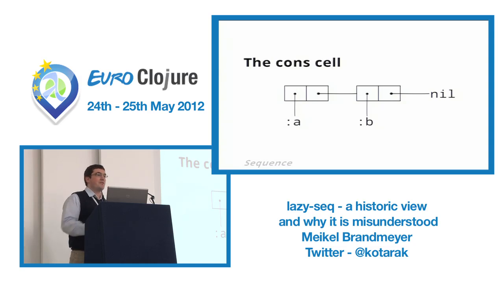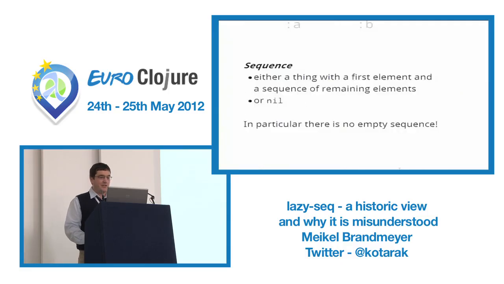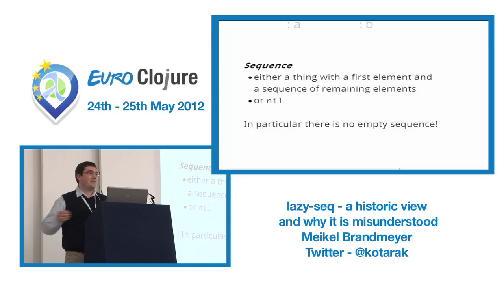From this concrete structure, as it is known from the Lisps, like Common Lisp, one can basically extract some kind of definition for an interface. So a sequence is either a thing which has a first element and a sequence of remaining elements, or it is nil. That was the initial definition for a sequence. And it basically means that there's also no empty sequence. So an empty sequence means it's nil, there's nothing there. As soon as you have something, it has a first element.